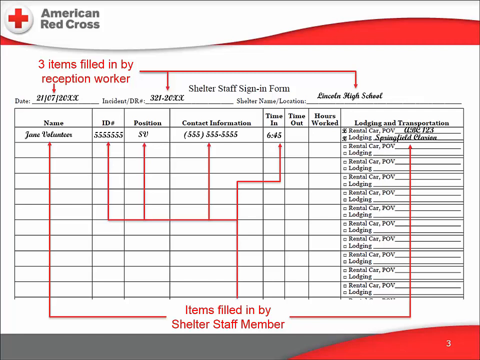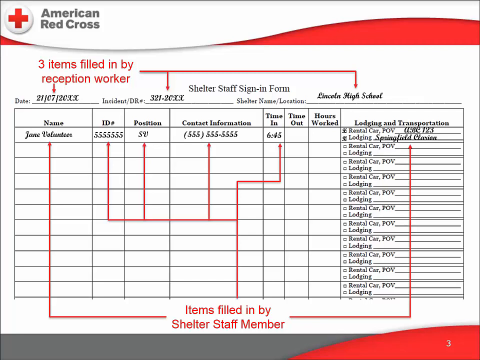As each staffer passes in either direction, he or she is asked to fill out this form. Each line is intended for a single person. Name, ID, position. The first three columns are for the staffer's name, Red Cross ID badge number, and assigned position on the shelter staff. Time in, time out, and hours worked. This provides a daily record of this staffer's hours.